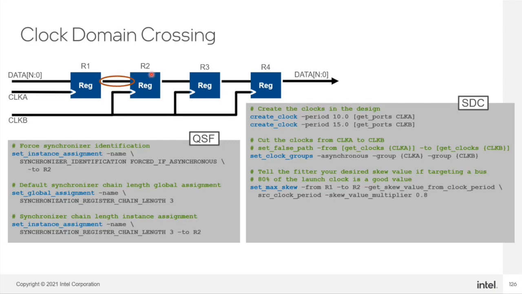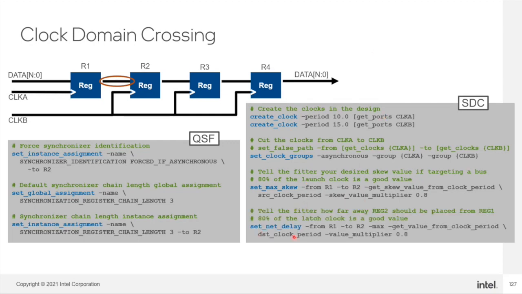So in other words, R2 could still be placed as far away from R1 as possible, but now all the bits of the bus have to be placed within 8 nanoseconds of each other. So we're not quite done yet. Now we can go ahead and set a net delay. Net delay is based solely on the net, not based off the clock pins. In this net delay, we get the value from the destination clock period. So we're going to use the destination clock, 15 nanoseconds, as a source. I'm going to have a multiplier of 0.8. So in this case, the net delay from R1 to R2 will be 12 nanoseconds.